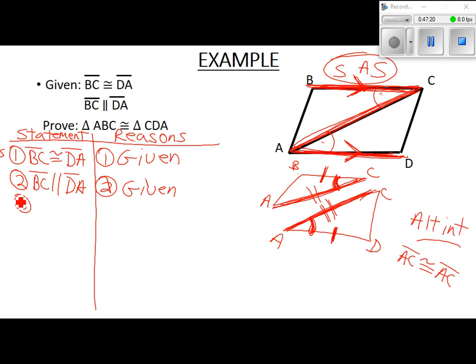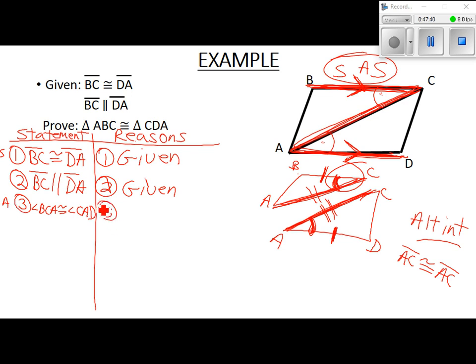Somebody name the top angle, this angle up here for me. Angle BCA. So angle BCA is congruent to, what's the other angle? CAD. Everybody agree with that? Yeah. That was a pair of angles, so I'm going to put a little A out here.